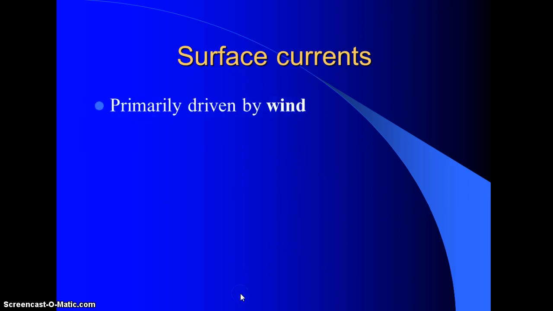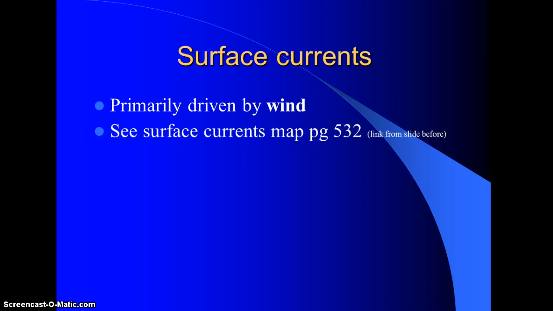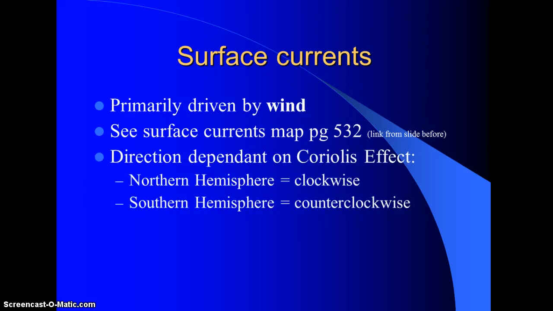Surface currents are primarily driven by wind. That is the main driving force that pushes the currents in a particular direction. And there's a great image that I'll show you guys. It's also in your book on page 532, but I'll show you guys in class surface current maps. And they're all over the place.